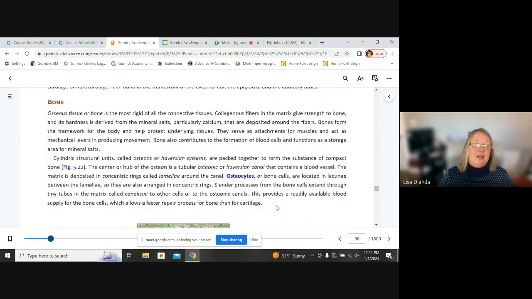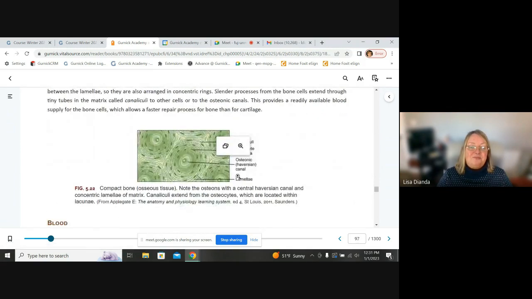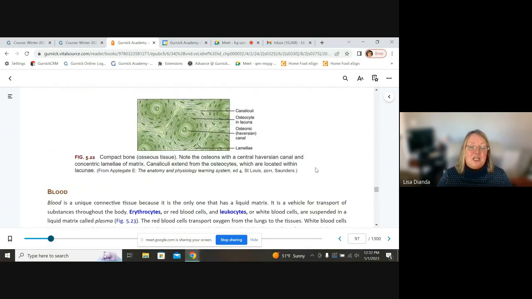Bones, right? Osseous tissue is the most rigid of all connective tissue. It's made up of cylindrical units called osteons or a Haversian system. They're all packed together, Haversian. Those are osteocytes. Haversian system. Looks a lot like a tree, if you've ever seen the rings of a tree. So it's laid down layer by layer by layer.